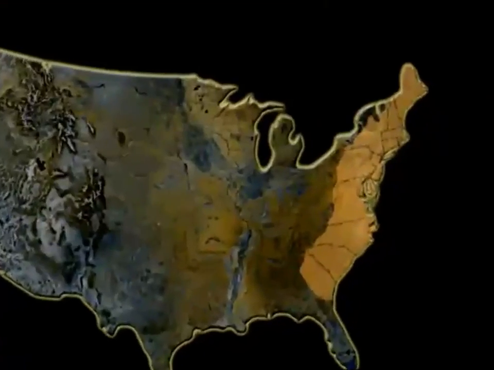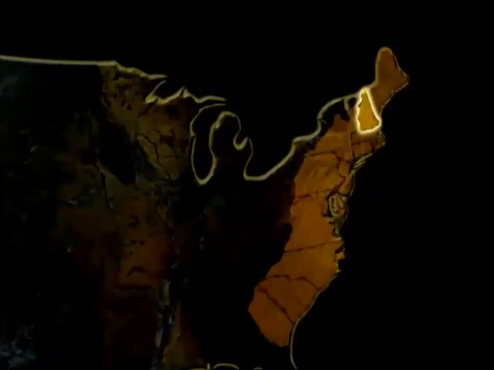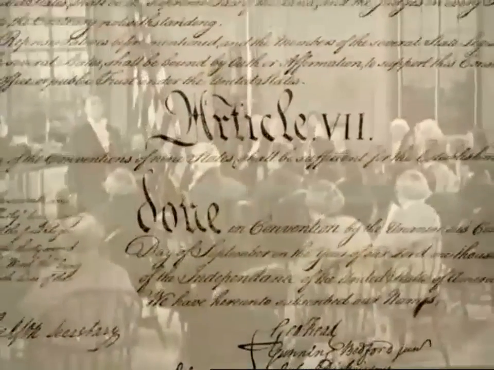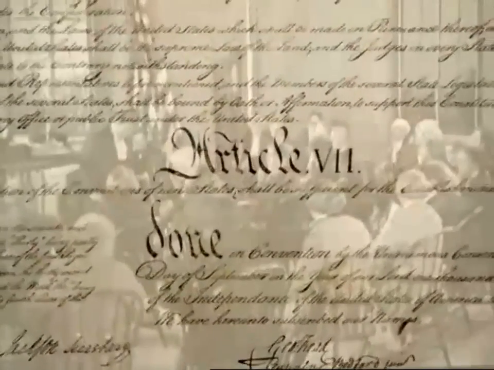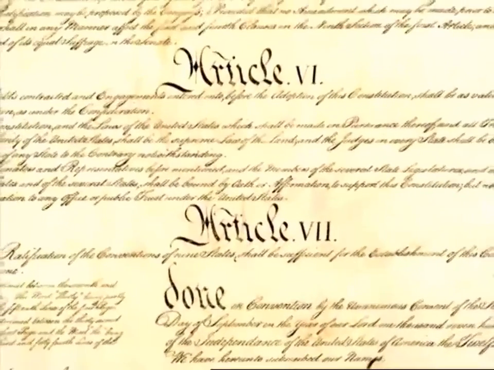On June 21, 1788, New Hampshire became the 9th state to ratify. Upon receiving the news, the Congress of the Confederation set a timetable for the start of operations under the Constitution. On March 4, 1789, the government of the United States as we know it officially began.